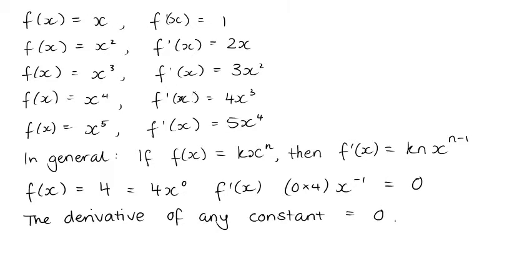By constant, I mean just a number. Could be 4, could be 5, could be 32, could be 108. Any derivative of a number is 0.